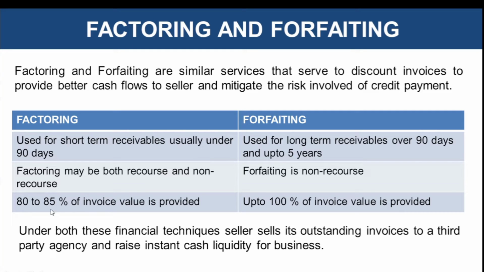Now here in factoring, 80 to 85% of invoice value is usually provided upfront, but in forfeiting up to 100% of invoice value is provided to the seller. So if the invoice was generated for say 1 lakh rupees, 80,000 or 85,000 will be provided to the seller as an immediate cash payment for the business. In forfeiting, up to 100%, which means the total of 1 lakh rupees, will be provided at that point of time.